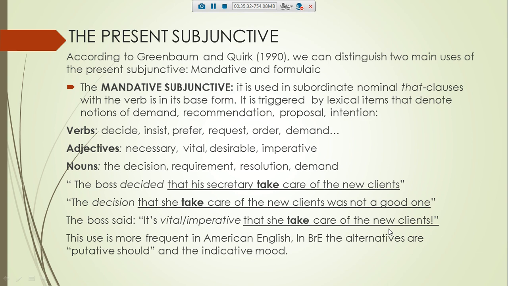Something important for you to remember is that the base form has both present and past time reference. So, if here it said the boss decides or will decide that his secretary take care, take will have present or past time reference. In this example, because I've decided, it has past time reference. If you wanted to express the same meaning by means of the indicative mood, you would say something like, the boss decided that his secretary took care of the new clients. If you go for putative should, the boss decided that his secretary should take care.